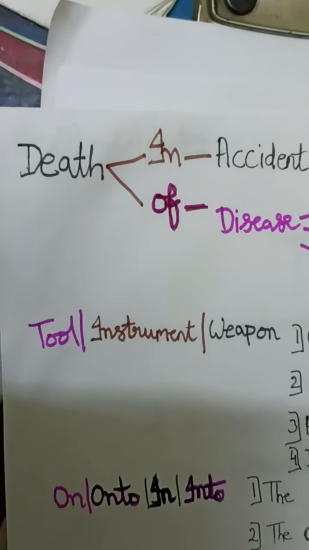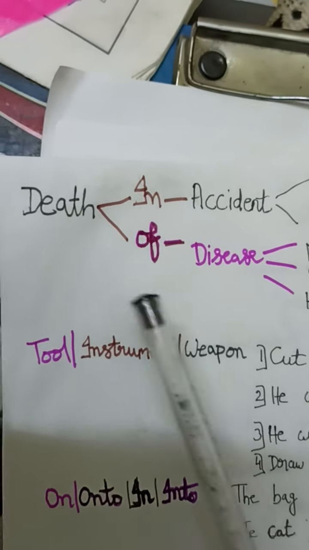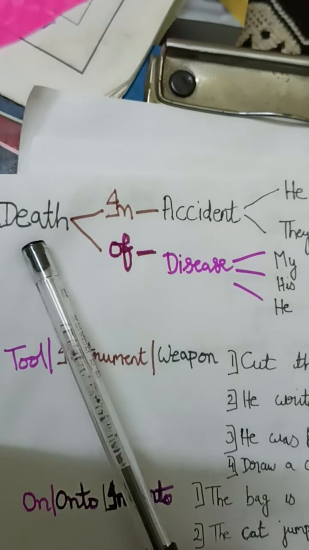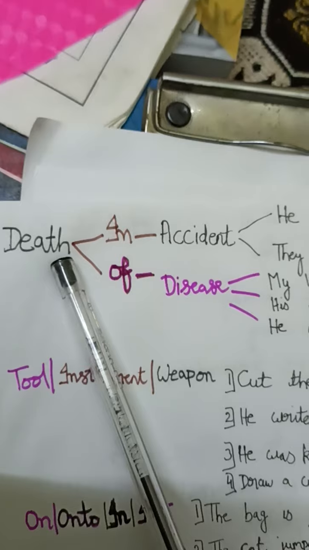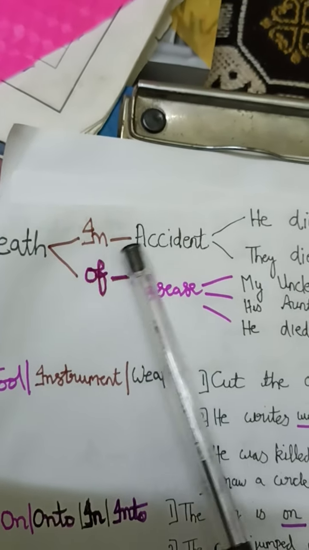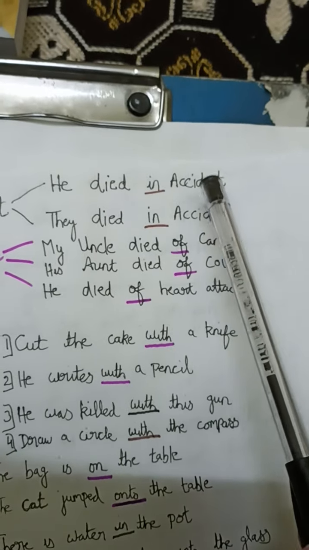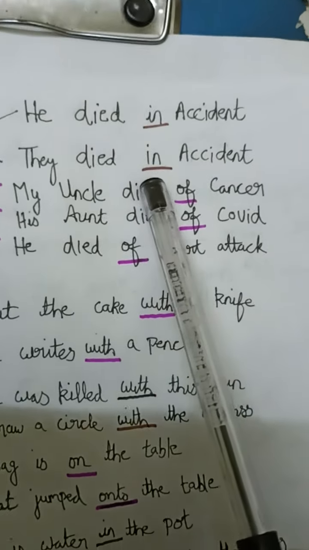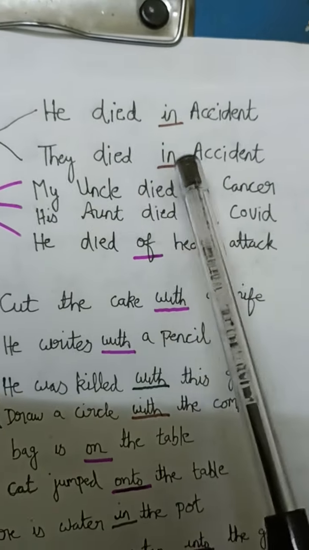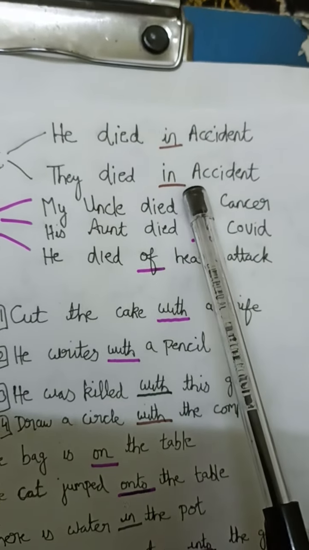We'll continue with our prepositions. Here we are using death. How to give news of death? It can be of disease, it can be in an accident. Somebody can die, he died in an accident. When an accident is there, we should use the preposition in. They died in an accident. She died in an accident.